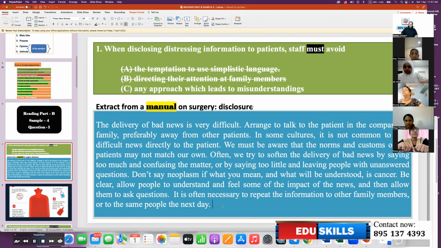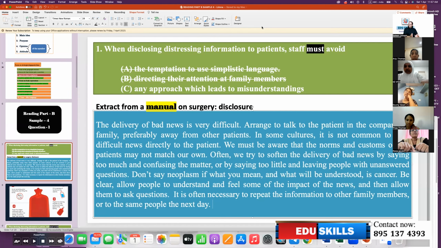The delivery of bad news is very difficult. Arrange to talk to the patient in the company of family, preferably away from other patients. In some cultures, it is not common to give difficult news directly to the patient. We must be aware that the norms and customs of our patients may not match our own. Often, we try to soften the delivery of bad news by saying too much and confusing the matter, or by saying too little and leaving people with unanswered questions. Don't say neoplasm if what you mean, and what will be understood, is cancer. Be clear, allow people to understand and feel some of the impact of the news, and then allow them to ask questions. It is often necessary to repeat the information to other family members, or to the same people the next day.